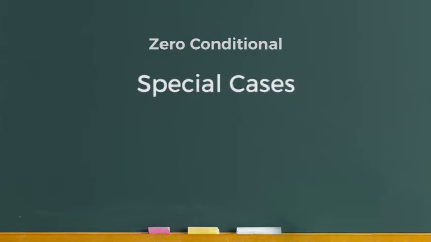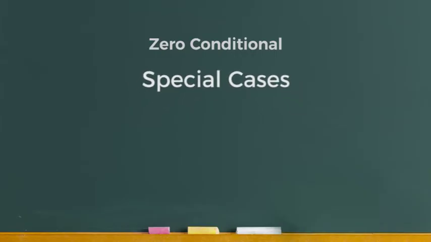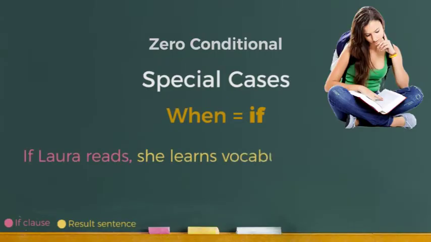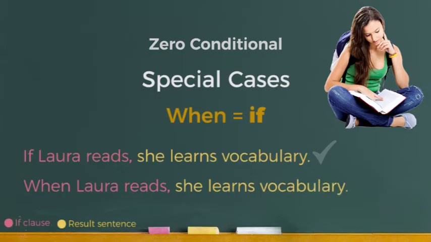Now, let's take a look at some special cases in the use of the zero conditional. The first thing is that we can use the words when or if in the if clause, and the meaning of the clause stays the same. Check out this example. If Laura reads, she learns vocabulary, and this is okay. But if you want, you can change the word if to the word when. So we can say, when Laura reads, she learns vocabulary, and this is also okay. And the two forms, like we said, have exactly the same meaning.